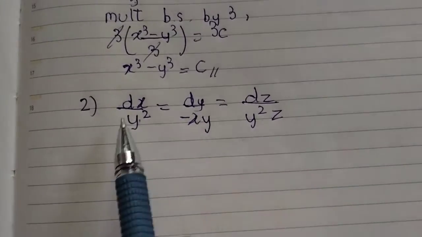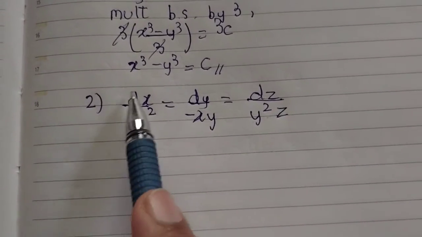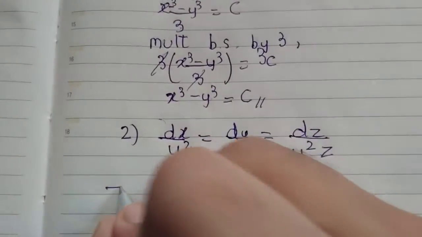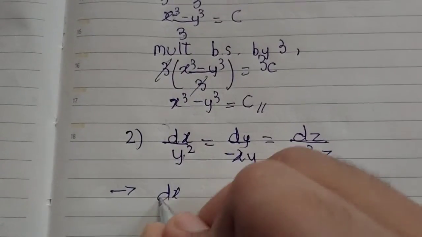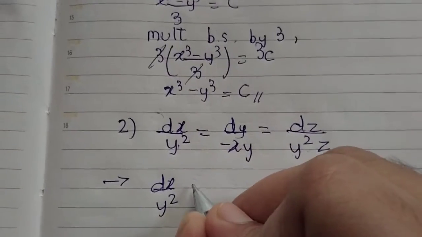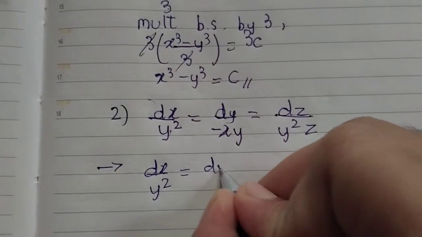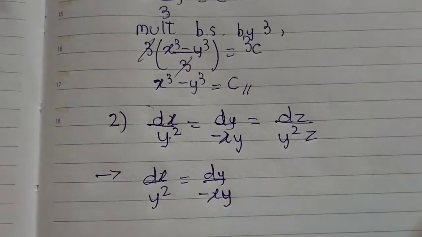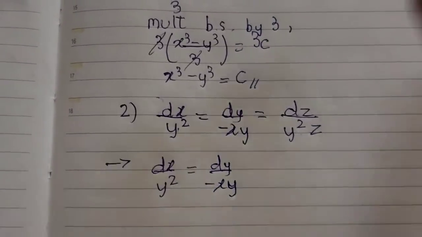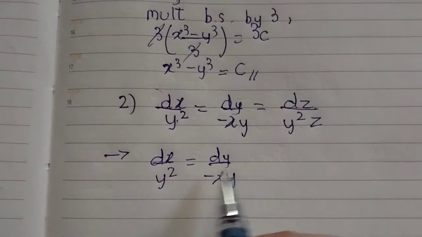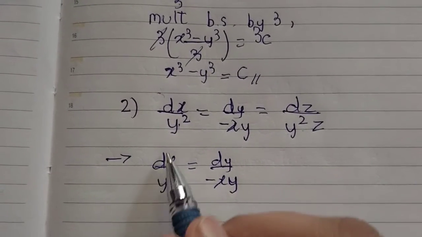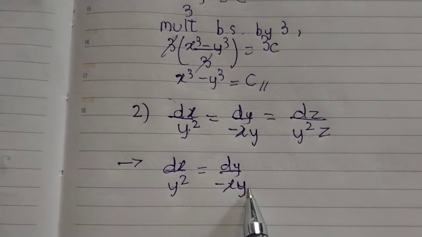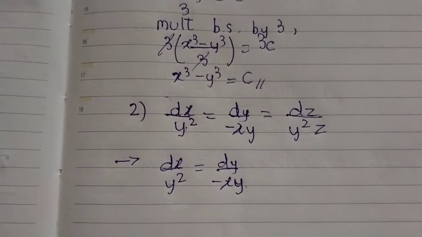Here we have to solve these ratios by considering only the first two ratios. Now what are the first two ratios? dx by y square is equal to dy by minus xy. Now in order to solve the question, we first have to look closely. We will see that y and y are common.